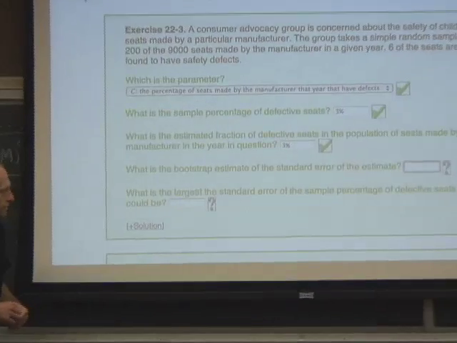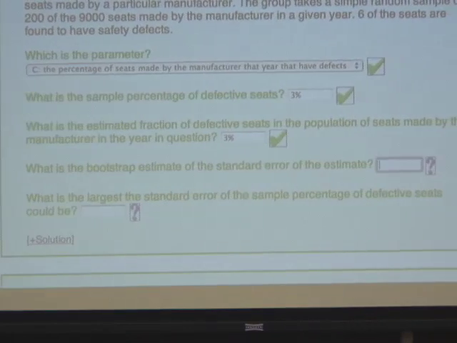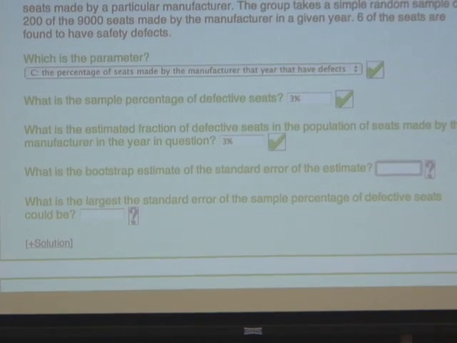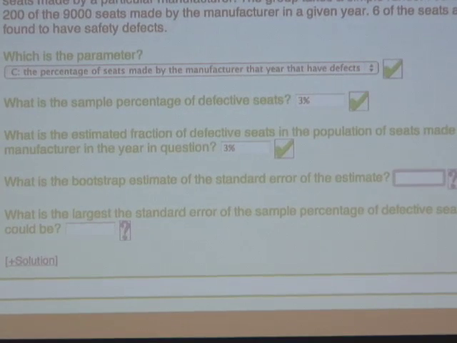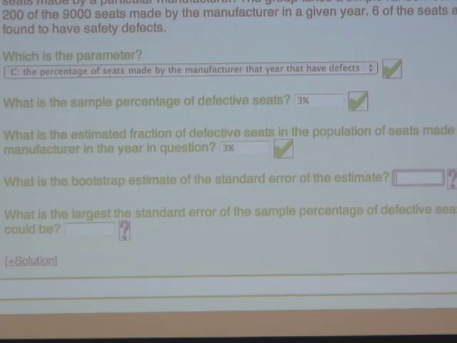And what's the largest that the standard error, that sample percentage of defective seats, could be? The largest standard error could be. The largest the standard error could be for the sample percentage for this sample in this story.